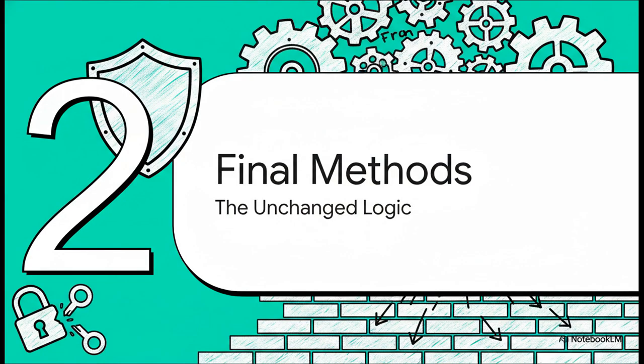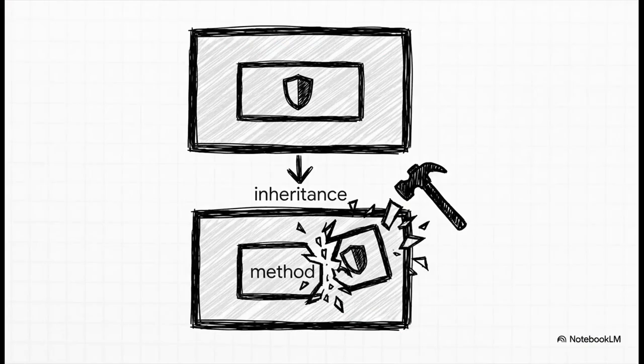All right, so we've locked down our variables. Now let's take this whole concept of control up to the next level: final methods. Look, inheritance is one of the coolest things about Java, but it's got a risky side. A subclass can just override a parent's method, and if that method handles something critical, like a security check or some core business logic, that override could totally compromise your entire system.